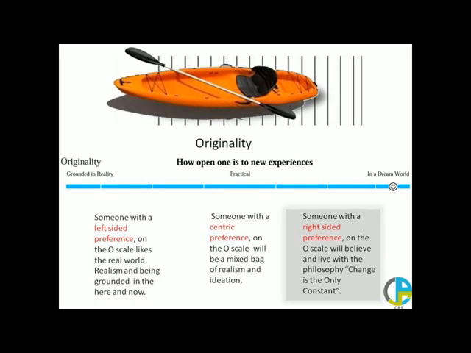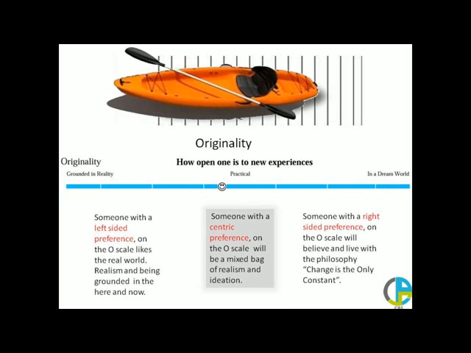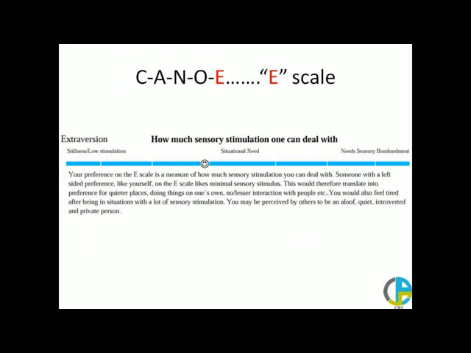Someone with a right-sided preference on the O scale will believe and live with the philosophy, change is the only constant. He or she will be highly imaginative, have a big picture view of things, and would generally prefer complexity. Someone with a centric preference on the O scale will be a mixed bag of realism and ideation.